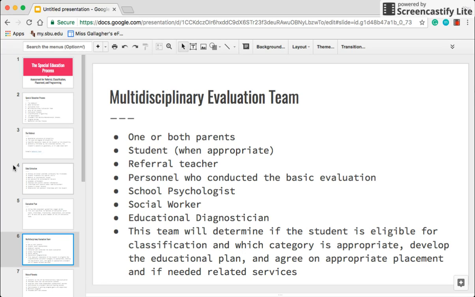and then this team will determine if the student is eligible for classification and which category is appropriate. The team will develop the educational plan, and they will also agree on appropriate placement and, if needed, related services. So this team is very important, and they need to make sure they're collaborating well and constantly communicating.